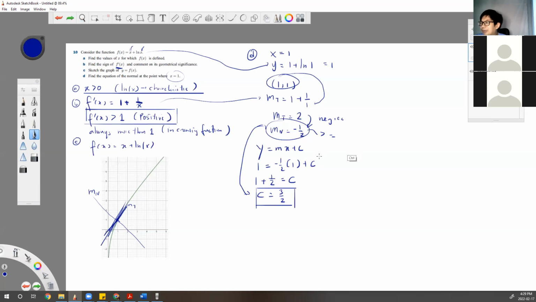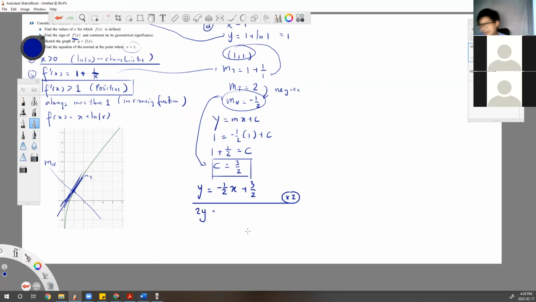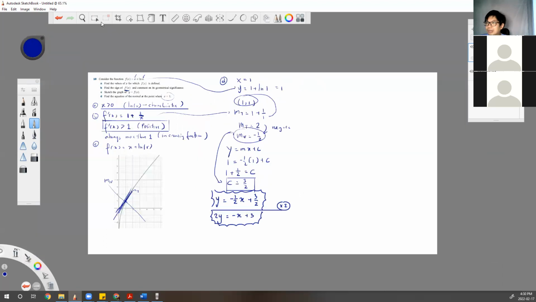I keep my old school way. Okay, so you can use either one. So y equals mx plus c. But if you want to do the modification, you can do it like this. So the equation is 2y. The equation of the line is not always y equals blah blah blah. Negative x plus 3. There you go, this is the same. Okay, now let's go to the next question.